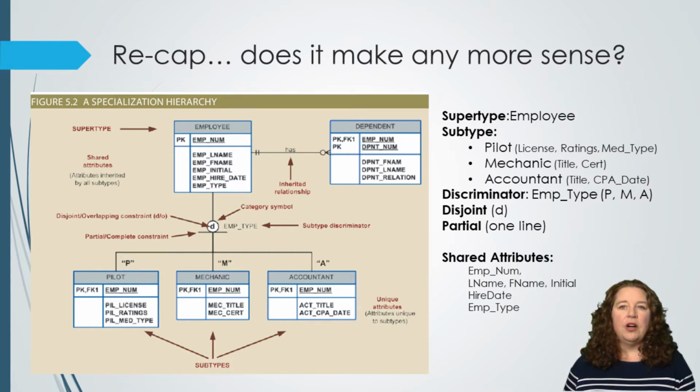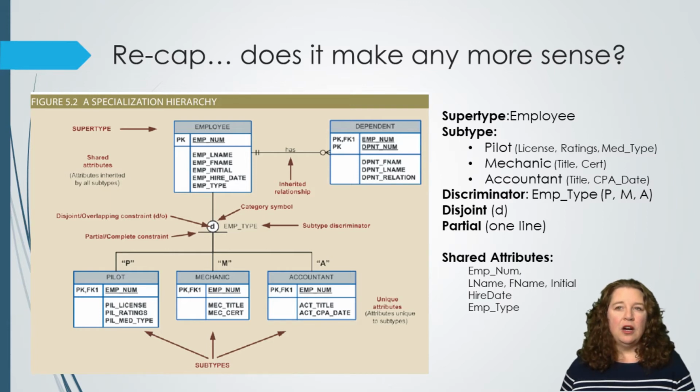Then, of course, we have our subtypes and the different fields that go along with that, with our subtype discriminator listed out on the side. Hopefully that helps you to see this a little bit better and see the different things about it. Remember that employee type, it's either going to be A, P, or M. Those are the different choices that we have for our employee type, our subtype discriminator.